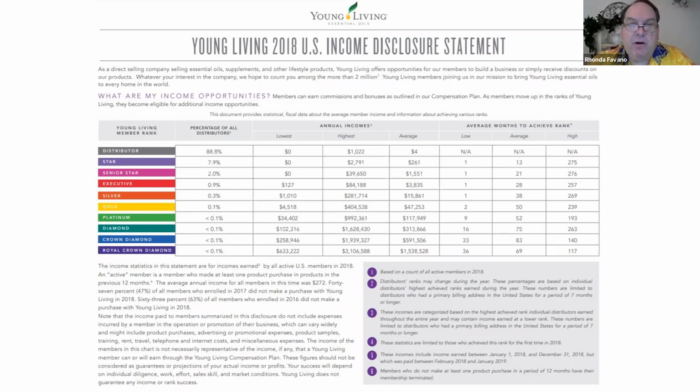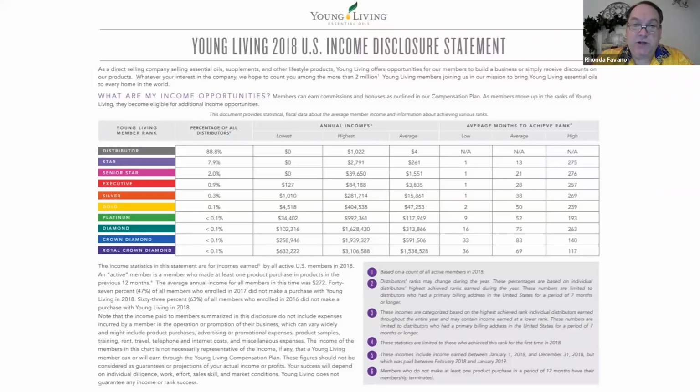And again, I wrote up a thing earlier in the group about why I like it, because it shows you that 88% of the people are making an average of $4 a year, which means only 11 and change percent are making a check. And even at that point, stars are making $261 a year, which isn't really ginormous. So if you're a senior star and above, you're in the very top echelon of Young Living earners. So that's great. It also means that people aren't in it for the money. People are in it for the products, which is awesome.